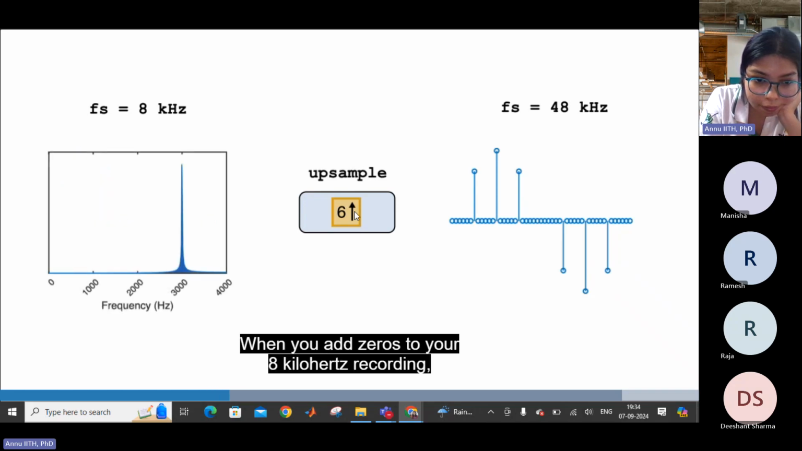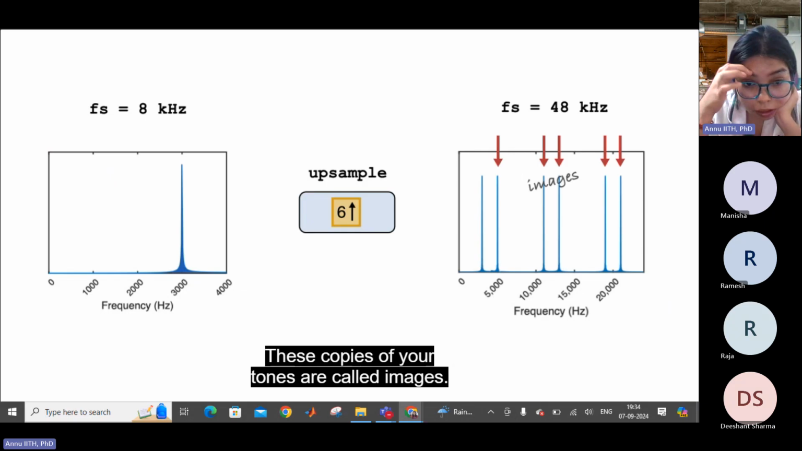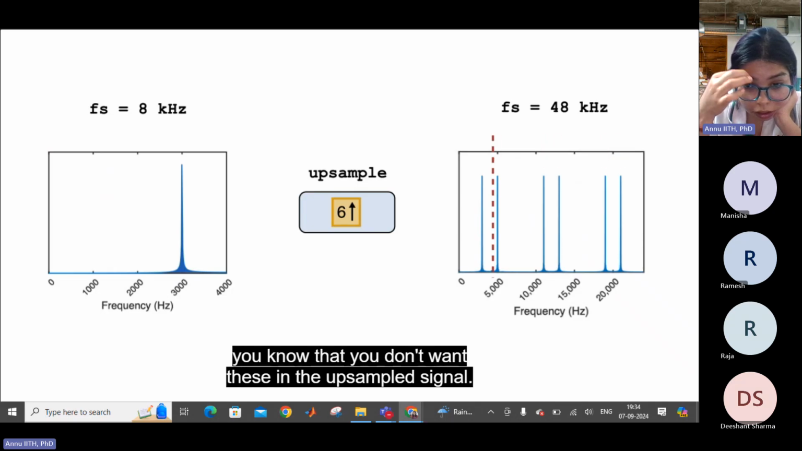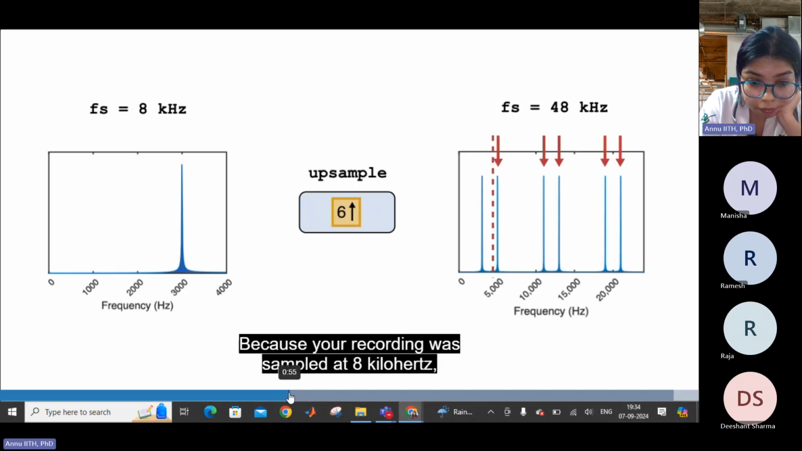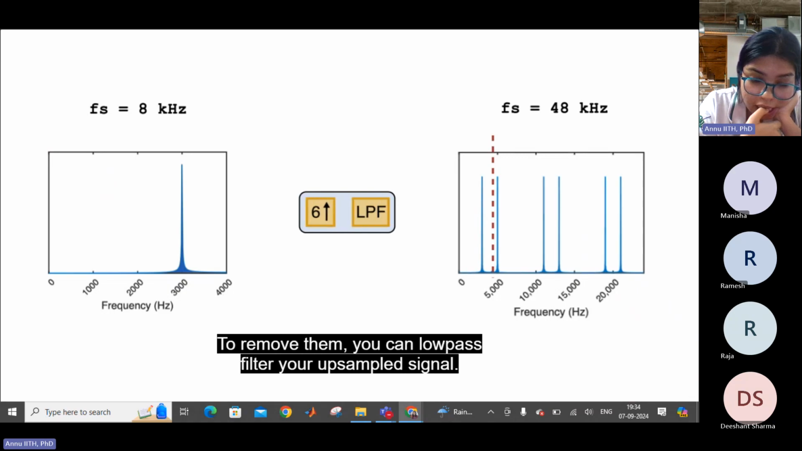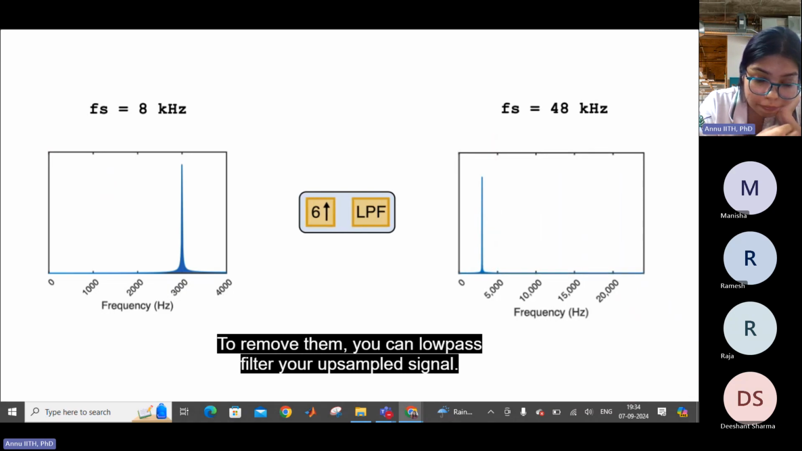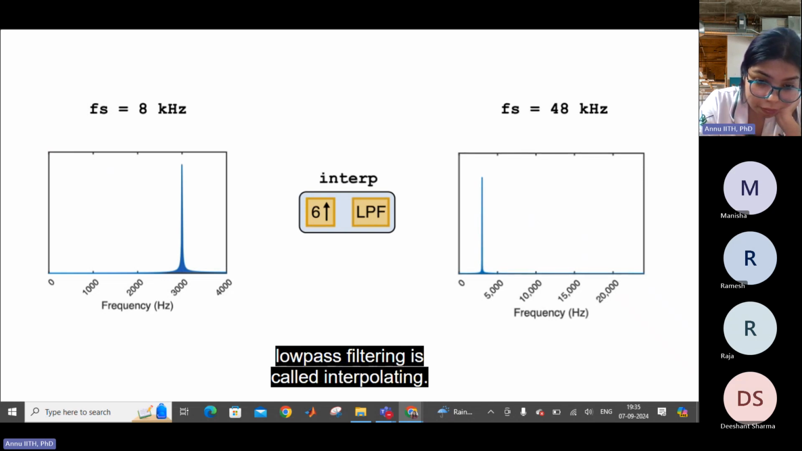When you add zeros to your 8 kilohertz recording, you will see high frequency content appear. These copies of your tones are called images. Because your recording was sampled at 8 kilohertz, you know that you don't want these in the upsampled signal. To remove them, you can low-pass filter your upsampled signal. The combination of upsampling then low-pass filtering is called interpolating.